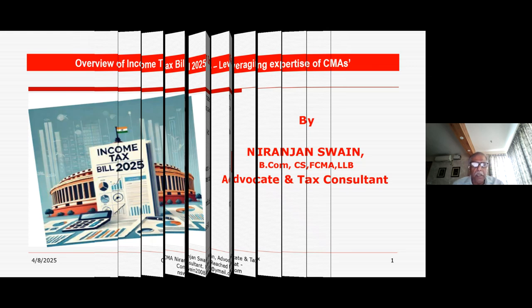So it has now become 65 years old, with amendments made 65 times. Every year the Finance Bill was introduced, and the changes were incorporated by way of the act, and the act became very voluminous. During 65 years, more than 4,000 amendments have taken place.